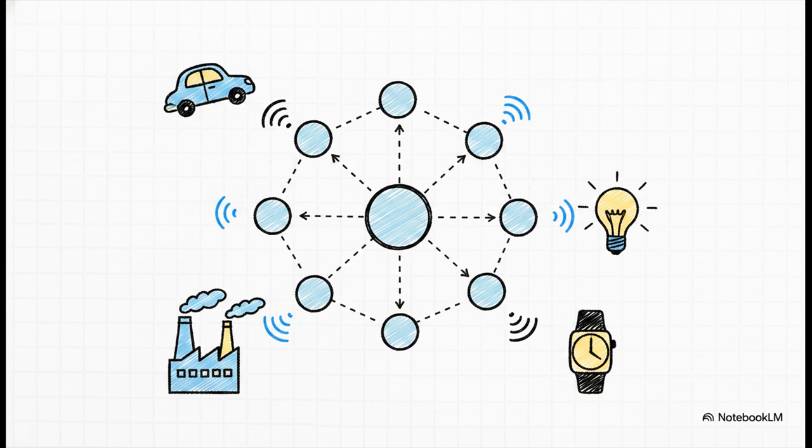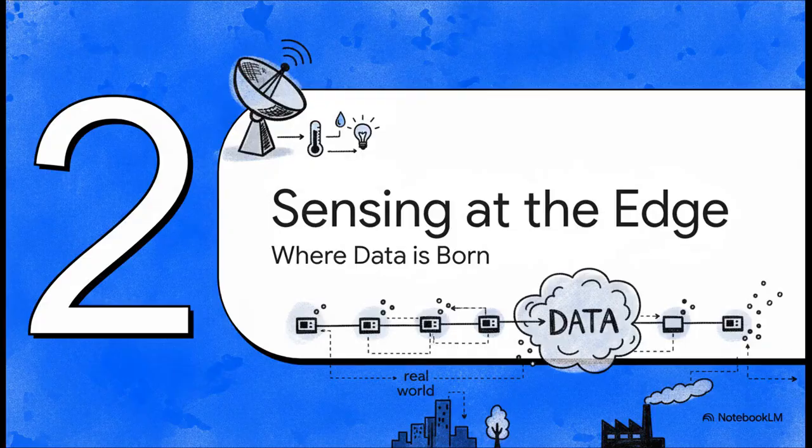We are quite literally looking at a near future where over 20 billion physical objects are connected. I mean, that is a staggering number. It's no longer just a web of pages. It's a living ecosystem of real-world assets acting as intelligent entities, constantly exchanging information and interacting with their environment totally automatically. Moving on to part 2, sensing at the edge.